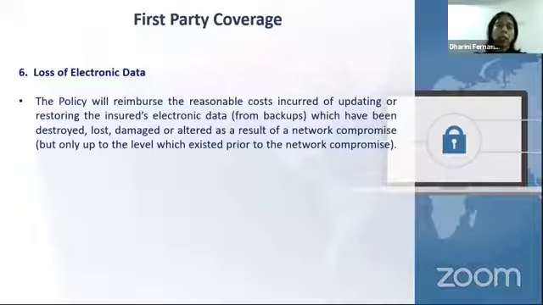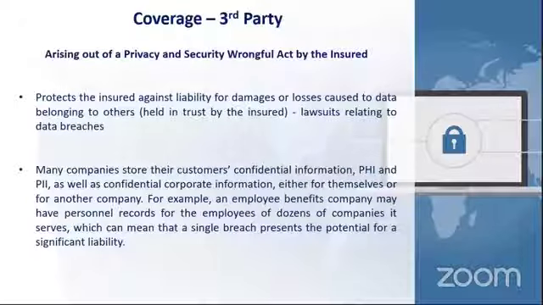The final section under the first party coverage is loss of data. So the policy will reimburse reasonable costs incurred to update or restore the insured's electronic data, obviously from backups, which have been destroyed, lost, damaged, or altered as a result of network compromise, but only up to the level which existed prior to the network compromise. So essentially, those 6 components cover the first party coverage. Then we go on to the legal aspect of it.